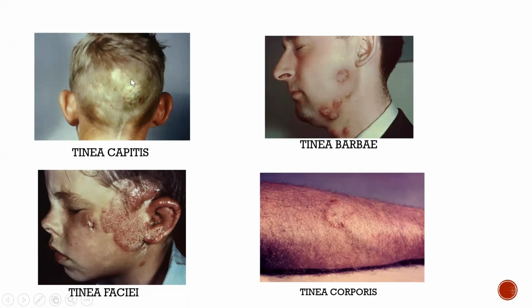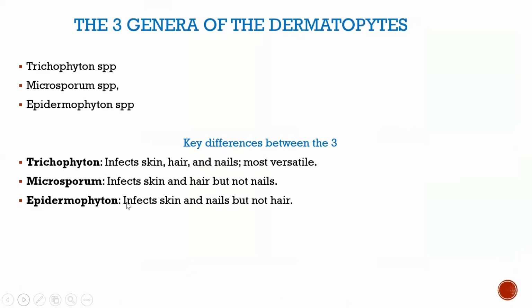We have the tinea capitis, which affects the scalp of the head. We have the tinea barbae of the beard area, especially among men. We have the tinea faciei that occurs on the face, and then the tinea corporis, this one that affects the skin area. Then let's move on to the three genera of the dermatophytes. Dermatophytes have three major genera, and that's where I'm going to be focusing. We have the Trichophyton species, the Microsporum species, and the Epidermophyton species.